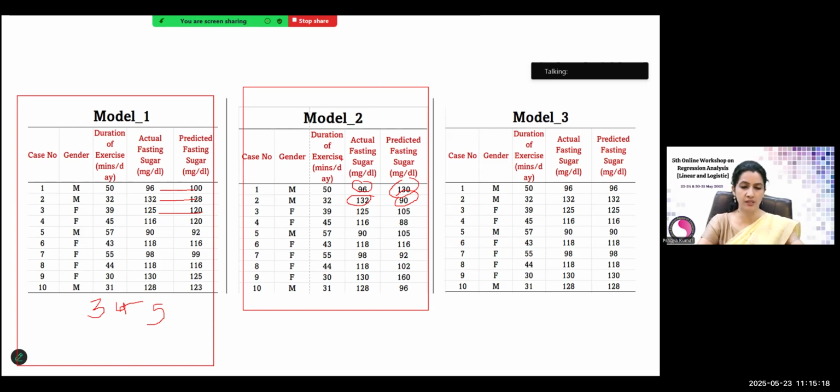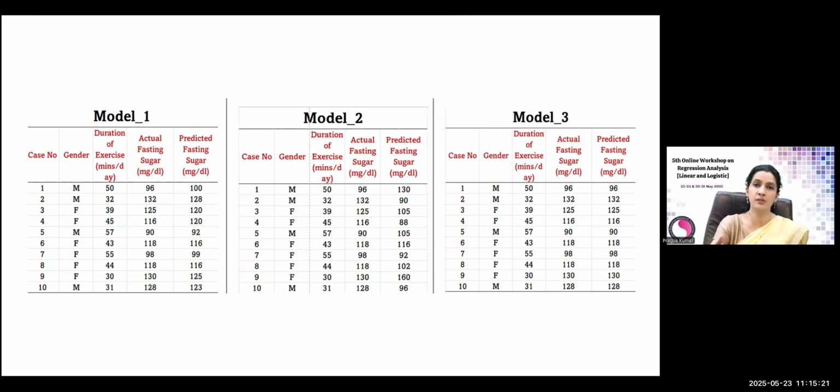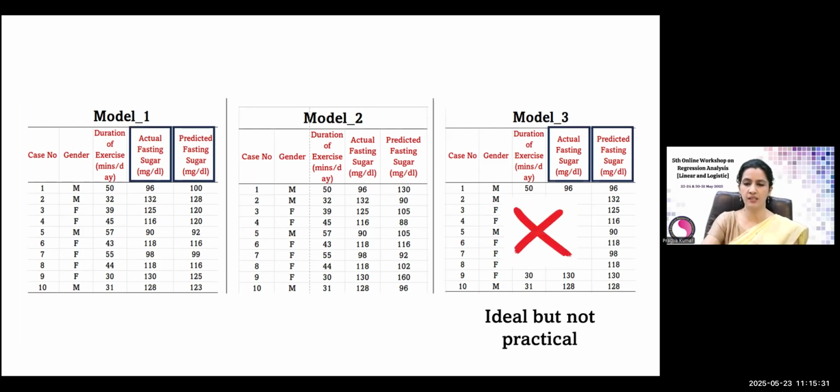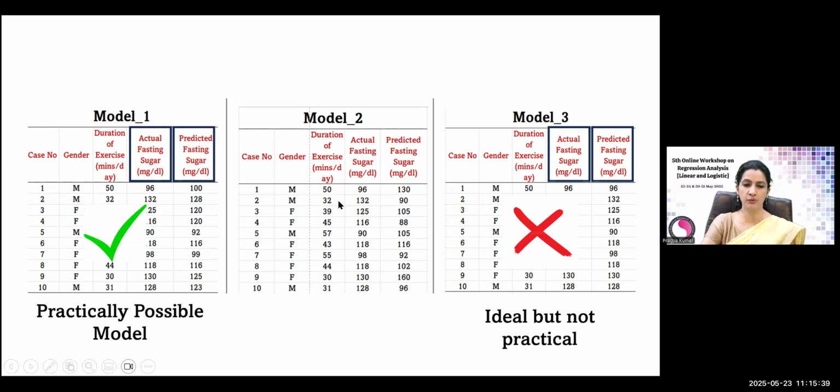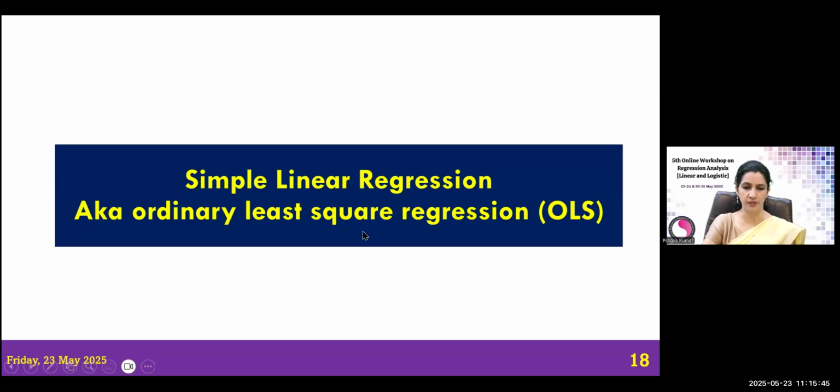People will not use it in evidence-based medicine because they will say that it is not behaving. It is going in a random way. So that's why this is ideal, but not a practical model. If you see model 1, this is a practically possible model. And model 2 is not acceptable at all because the residuals are too high and the direction is not fixed.